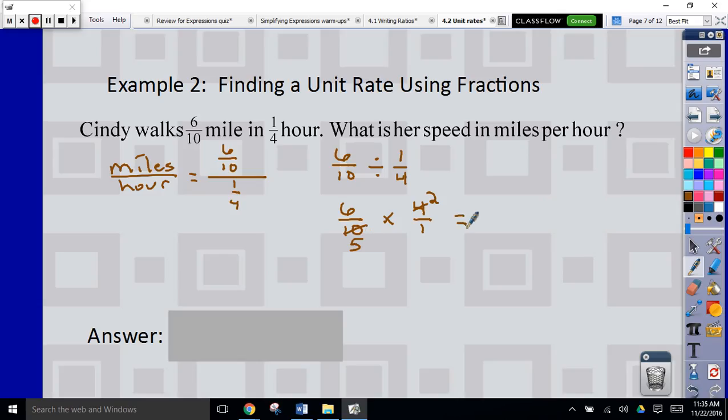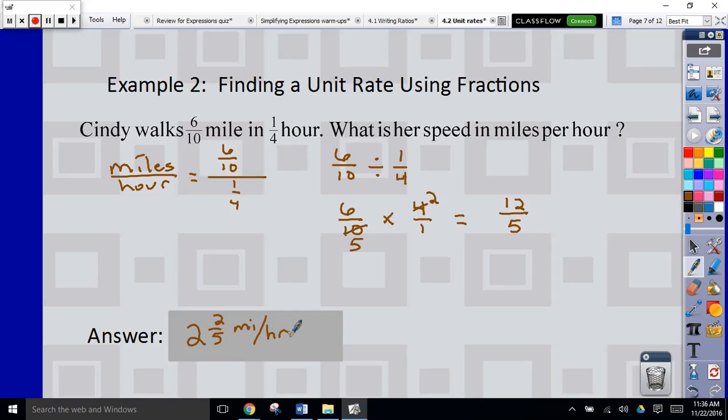Multiplying across, 6 times 2 is 12. 5 times 1 is 5. So I have 12 over 5. I think it makes sense here to convert that to a mixed number because it means a little more to us that way. So if I convert that to a mixed number, I get 2 and 2/5 miles per hour. You could also express it as a decimal. It would be 2.4 miles per hour. You write it as a decimal.